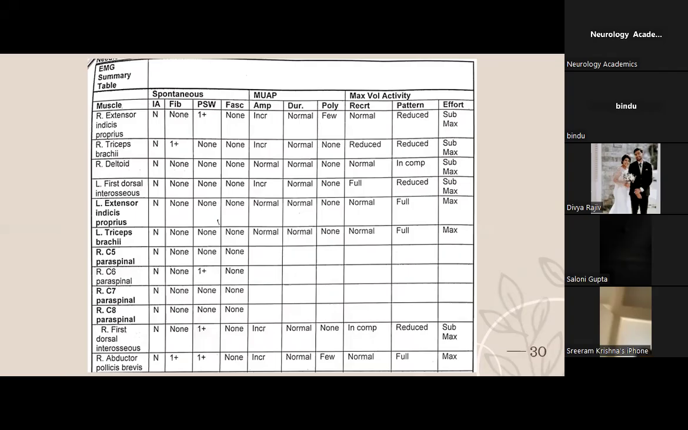From the EMG, right extensor and right triceps are involved. And right FDI and right APB are also involved. We can see that on the left side also, the left FDI is showing reinnervation potentials. The right C6 paraspinal is also involved. So here there is a pure motor affliction.